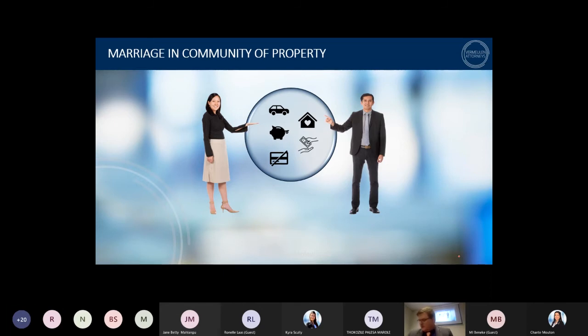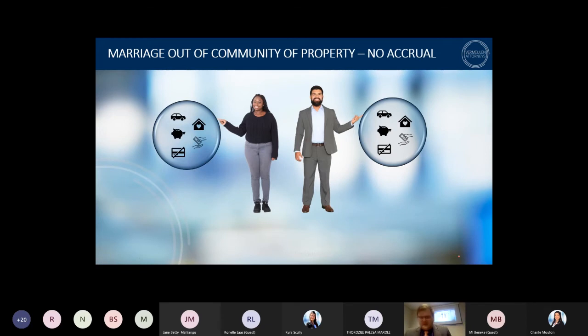So let's go on to a marriage out of community of property. Now you'll see our couple here are both rocking very, very beautiful, very jolly smiles because they are safe and comfortable in the knowledge that their stuff is their stuff. You will note that there are two pots here rather than one. They are each stirring their own pot separately from the other, and they do not have any claims against one another. So this is our marriage out of community of property, specifically without the accrual.